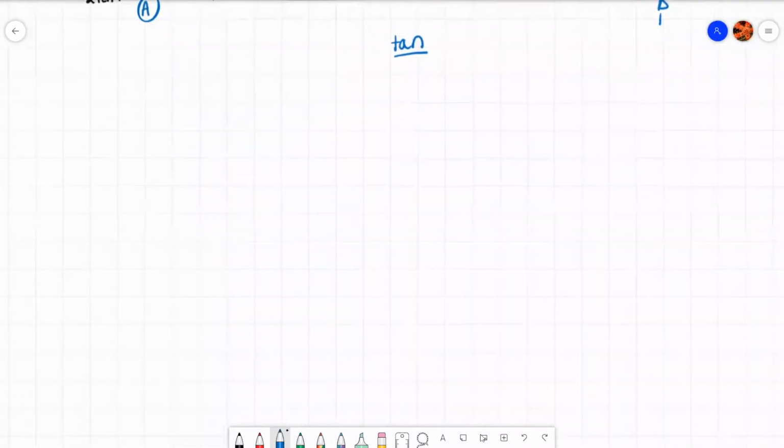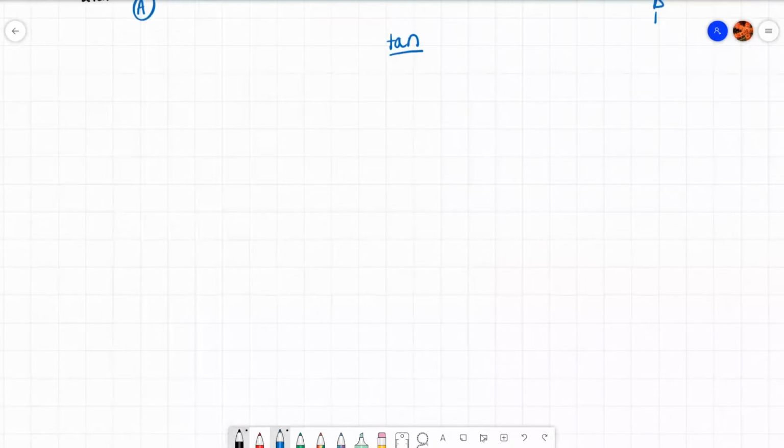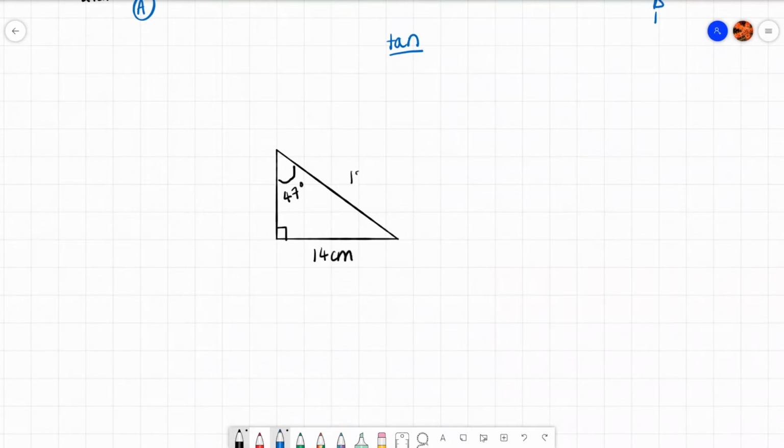Just one more example that I'm going to show you to do with an angle this time. Okay, that's my right angle triangle. Let's say that there is 47 degrees. That there is 14 centimeters. And that there is 18 centimeters. Actually, we'll just say that there is x centimeters. Which function will we be using? Will we be using sine, cosine, or tan?